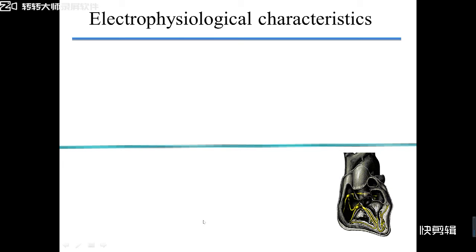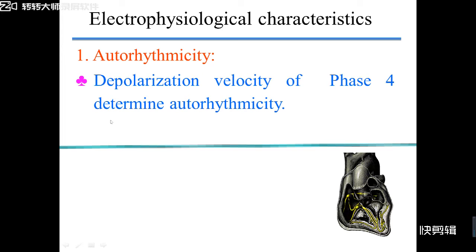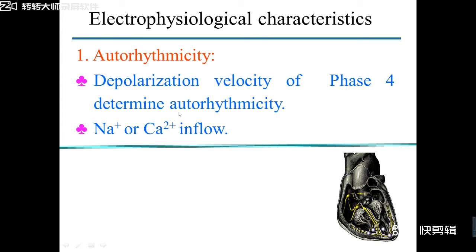Let's review some electrophysiological characteristics of cardiomyocytes. The first characteristic of cardiomyocytes is autorhythmicity. We have reviewed the meaning of autorhythmicity. That means one action potential, an external stimulus, and then another action potential, another heartbeat. We call this autorhythmicity. The depolarization velocity of phase 4 determines autorhythmicity. And we also reviewed that in phase 4, two channels determine autorhythmicity. They are the fast sodium channels and slow calcium channels.